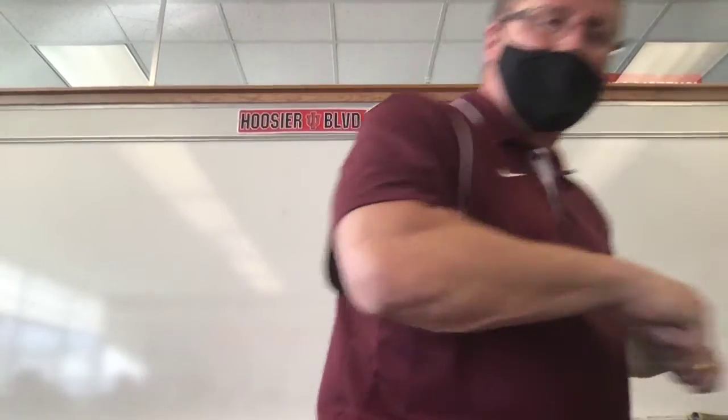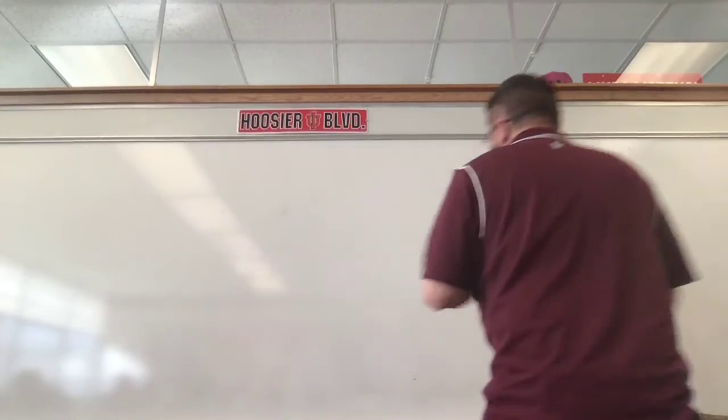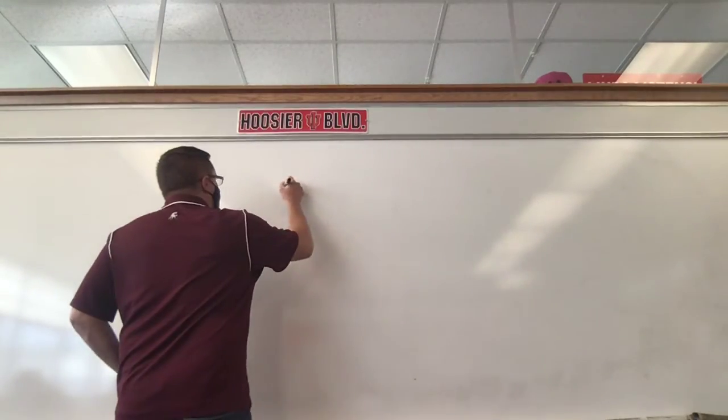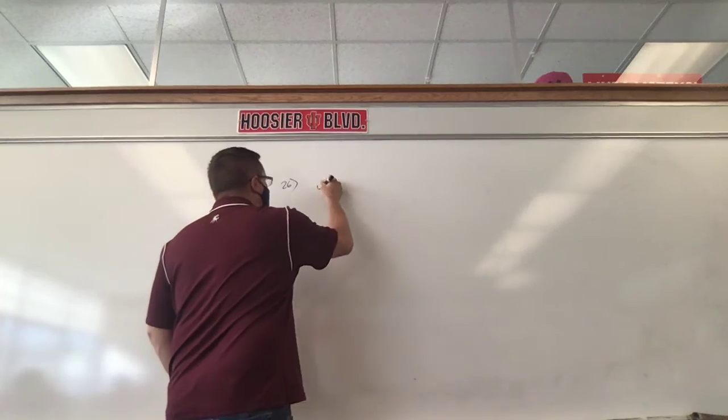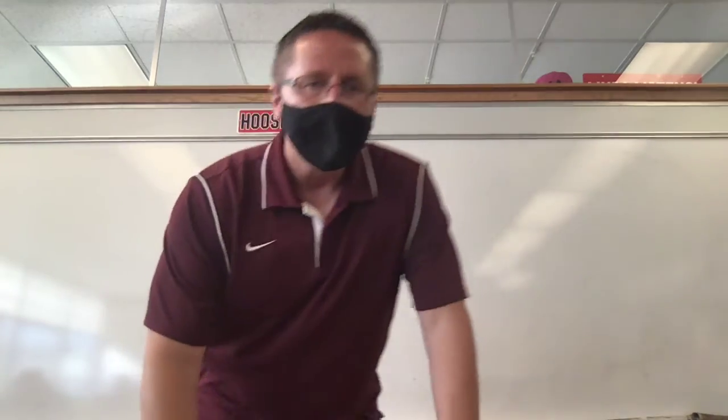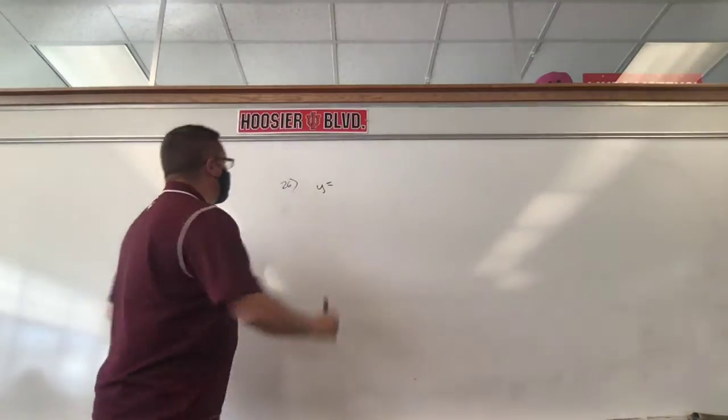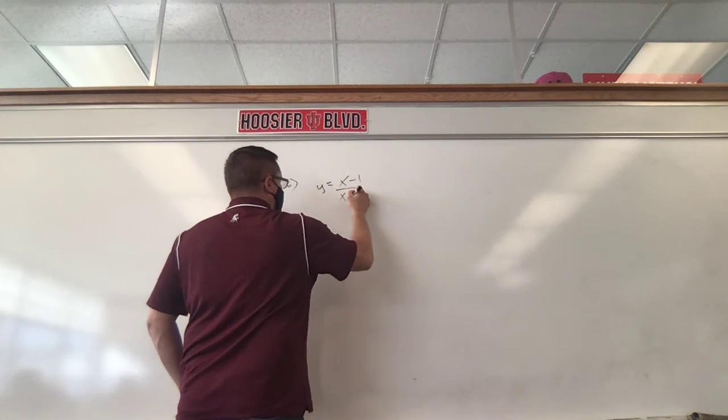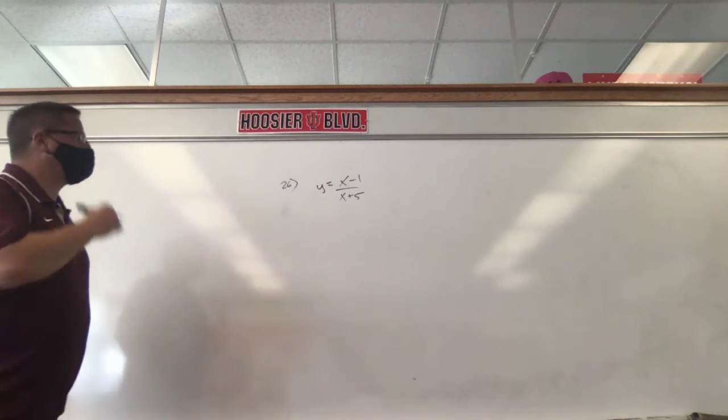Okay, so we're going to start on question number 26. And 26 is a little bit different, okay? All right, so they give you y equals, what does it say? X minus 1 over x plus 5. All right, so they want a graph here.